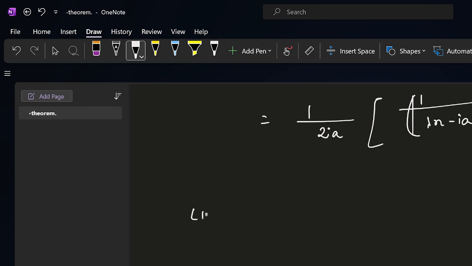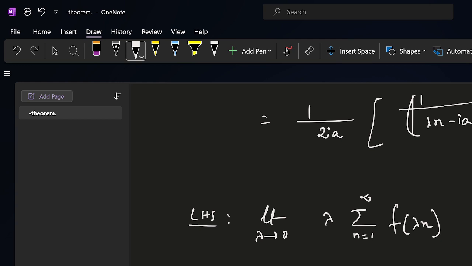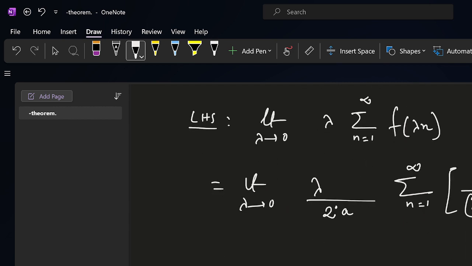And in the LHS we have basically limit lambda tends to 0, then lambda summation over n equal to 1 to infinity f of lambda n, which now reduces because we have simplified it to some extent. So it is lambda. Now this 2ia is a constant term, so it comes outside the summation. Then summation over n equal to 1 to infinity of 1 by lambda n minus ia minus 1 by lambda n plus ia. Okay.